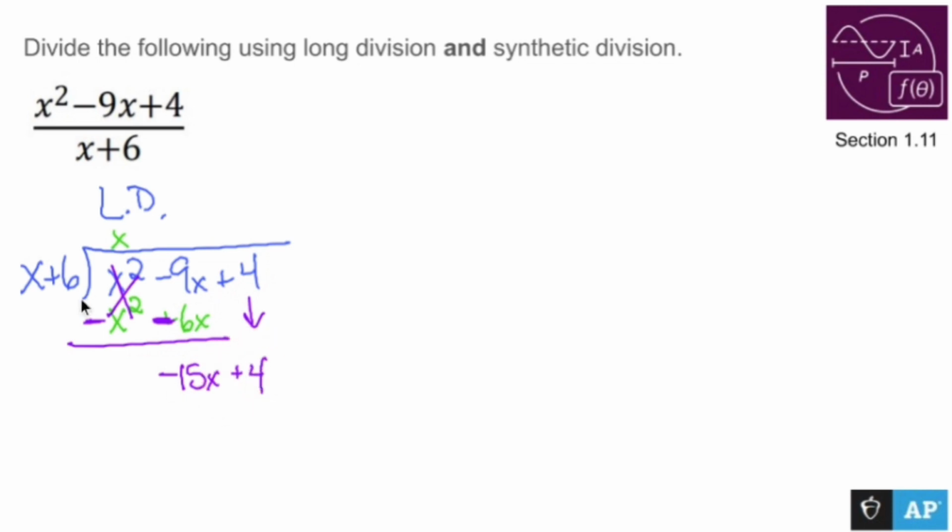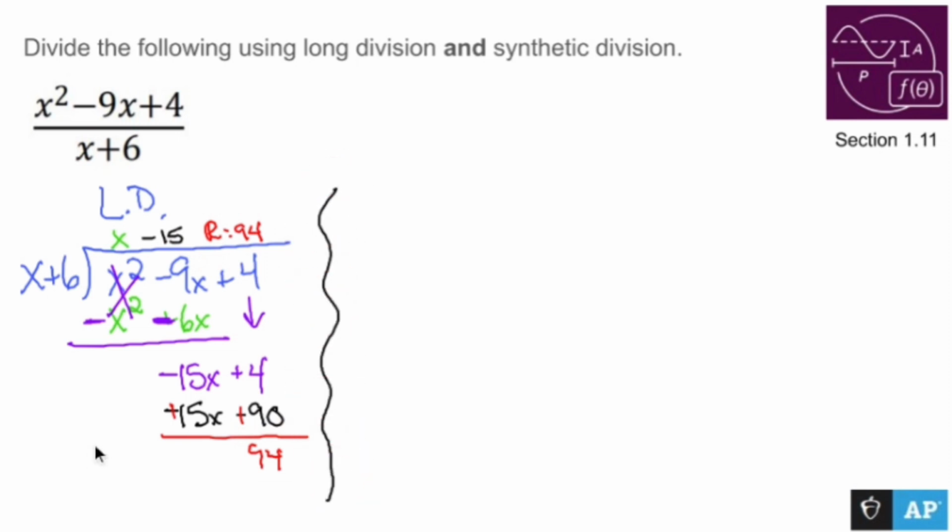Okay, regular x times what gets me negative 15x? X times negative 15 gets me negative 15x. Take that negative 15 and multiply it to everything here. Negative 15 times x is negative 15x. Negative 15 times 6 is negative 90. Subtract this entire row, which means you flip the signs of everything, and this gives me a remainder of 94. Now, I will write out that this is a remainder of 94, and in a minute I'll explain what that means, but we're not there quite yet.